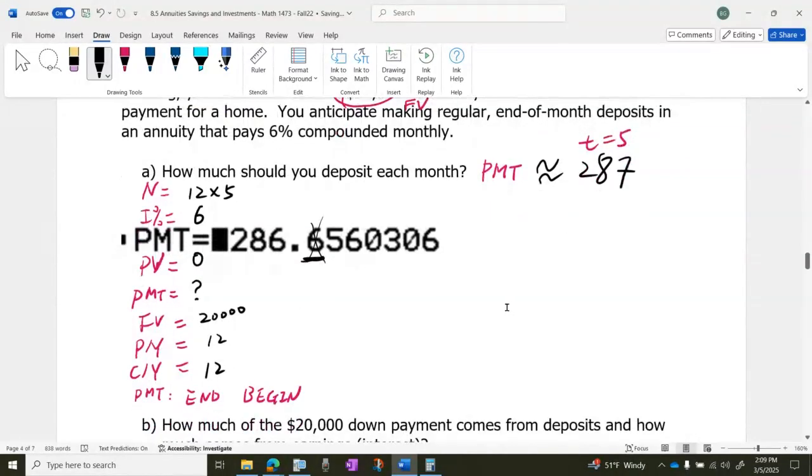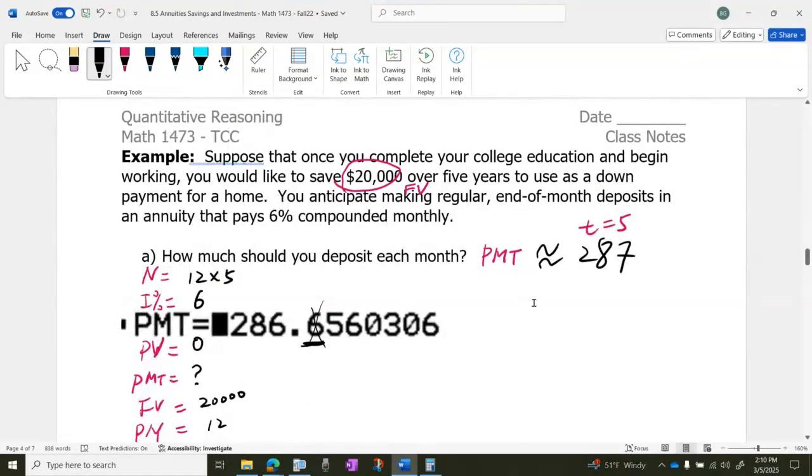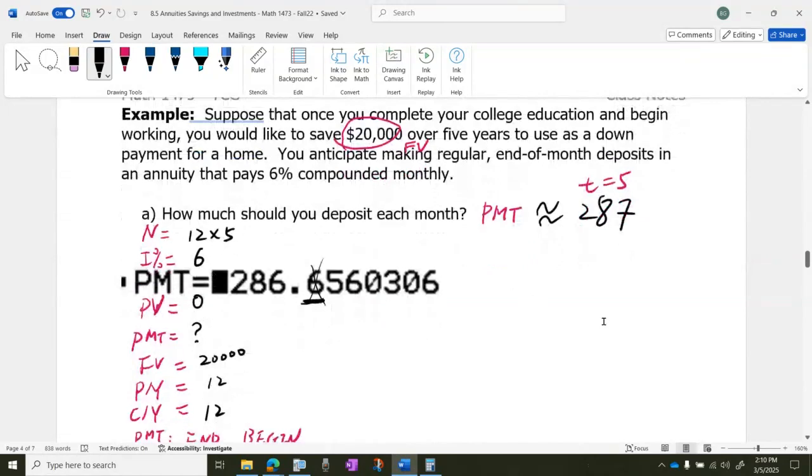All right, guys? Yeah, mainly is you know how to use the calculator. Yeah, end of every month, $287. In 5 years, you have 20 grand. Yeah, for a down payment. Okay, this one actually has a purpose for a down payment for your house. Very good. Is that clear, guys?